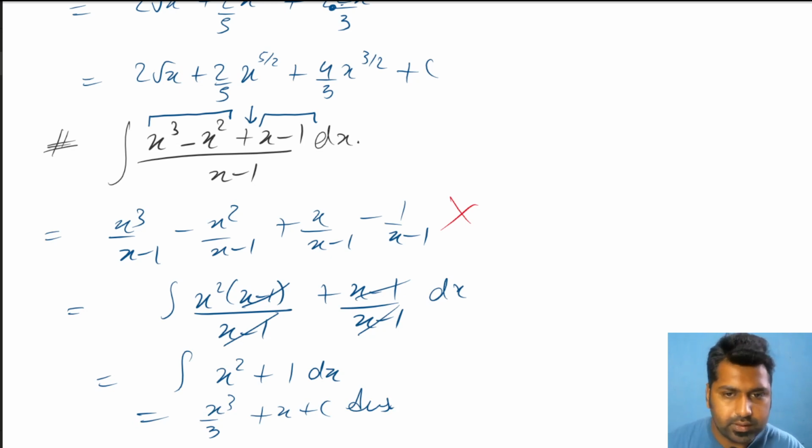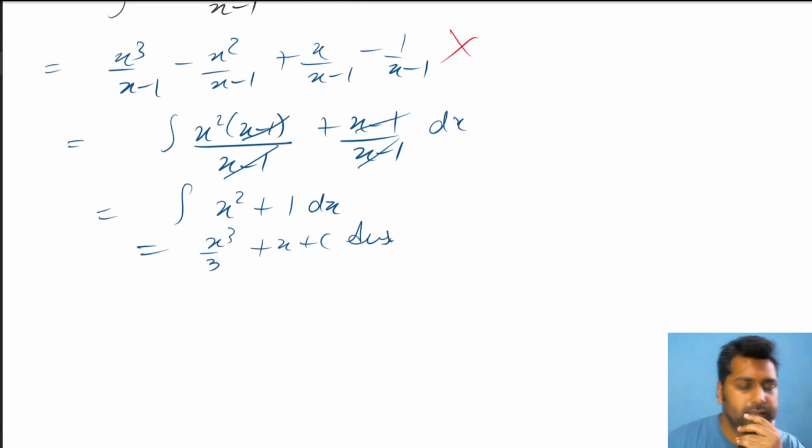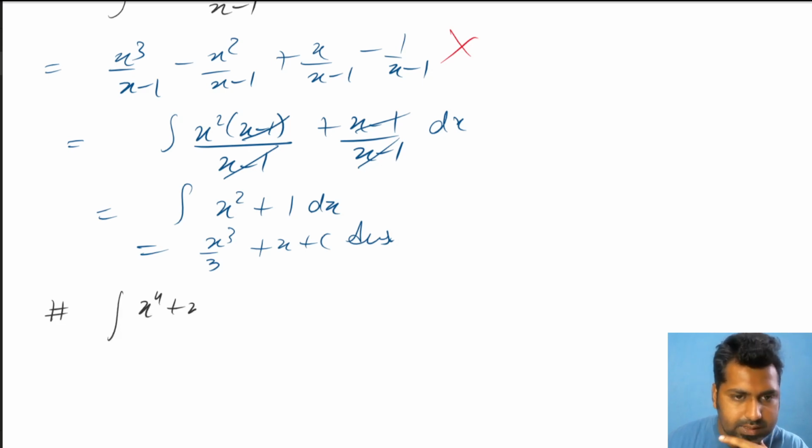Sorry, integration. This is done. All right. Let's look at the next question. Integration of (x raised to power 4 plus x square plus 1) upon (x square minus x plus 1).